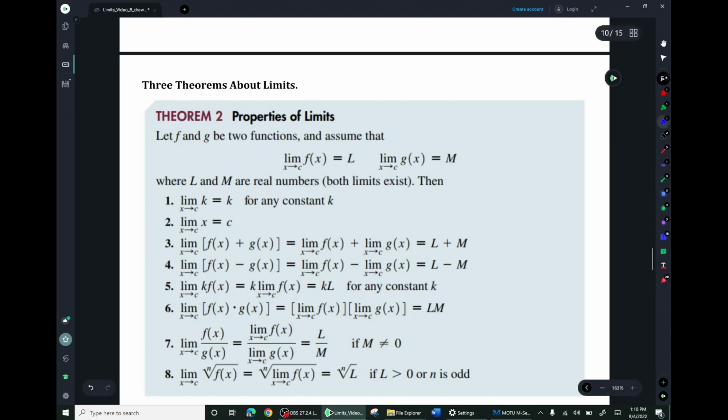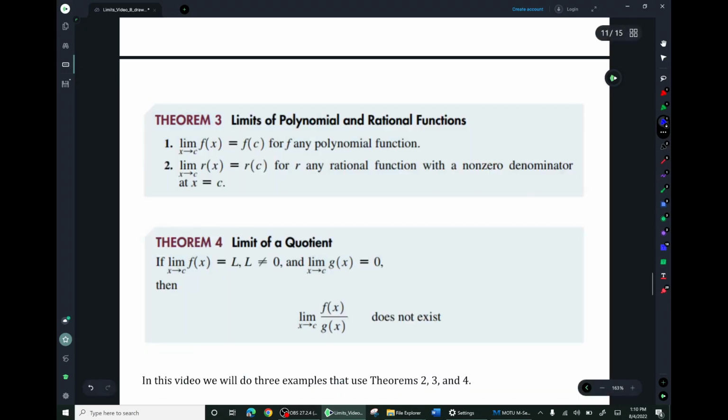Now there are some simpler properties in this table. This one says the limit of a constant k is just that constant k. That is, the limit as x approaches c of the constant k is equal to the constant k. This property number 2 is also fairly simple. The limit as x approaches c of x is just c. Let's go on. The next theorem we'll discuss is this theorem 3.